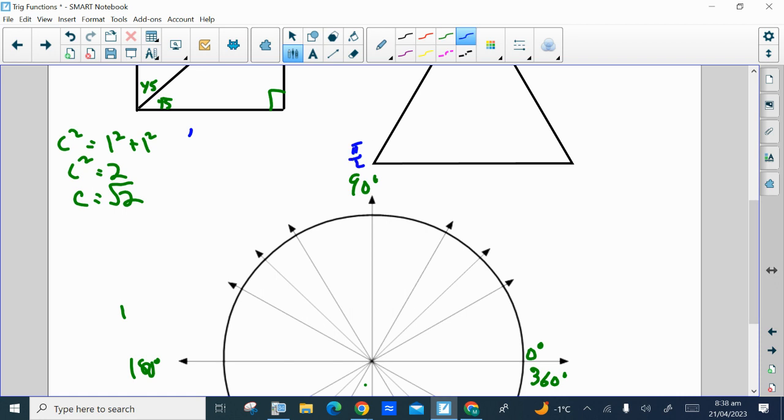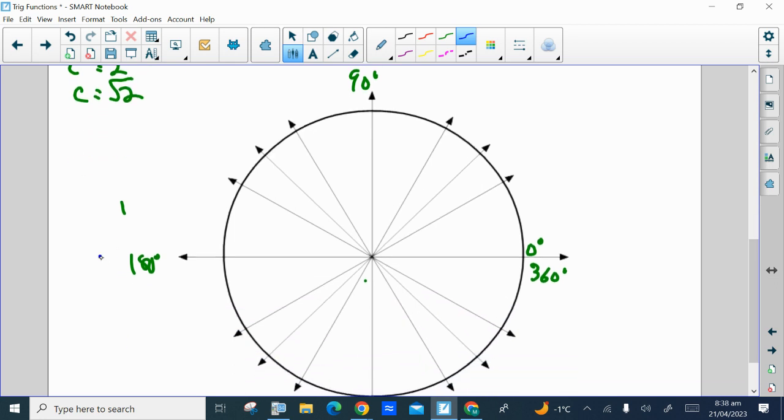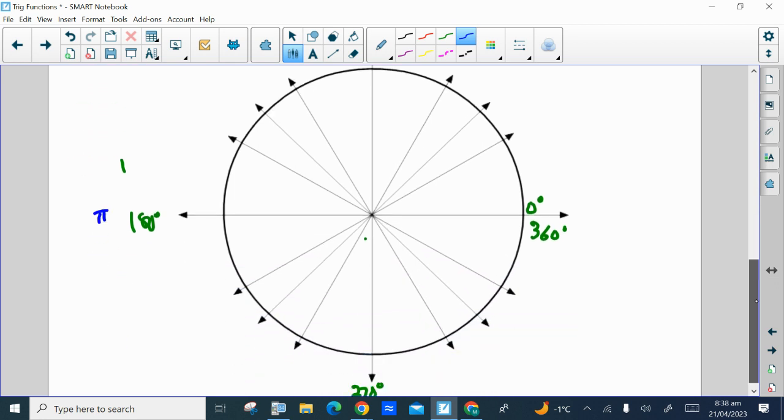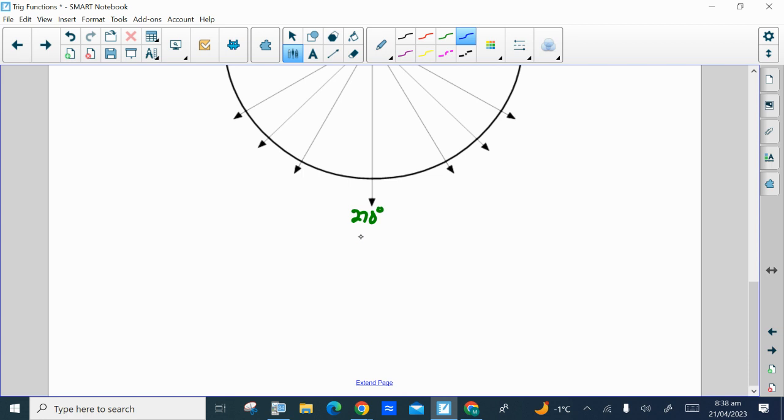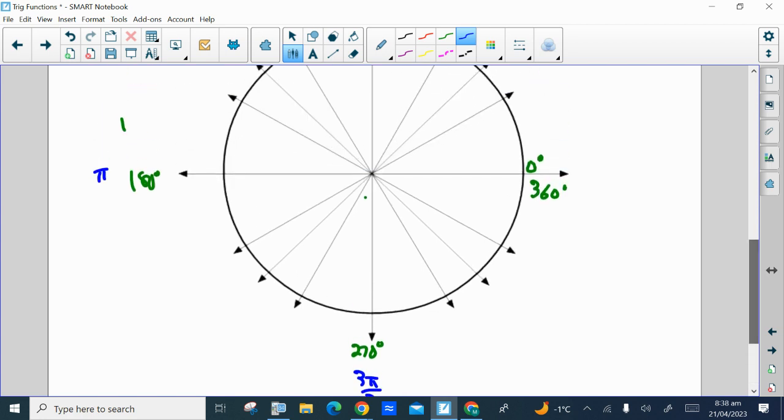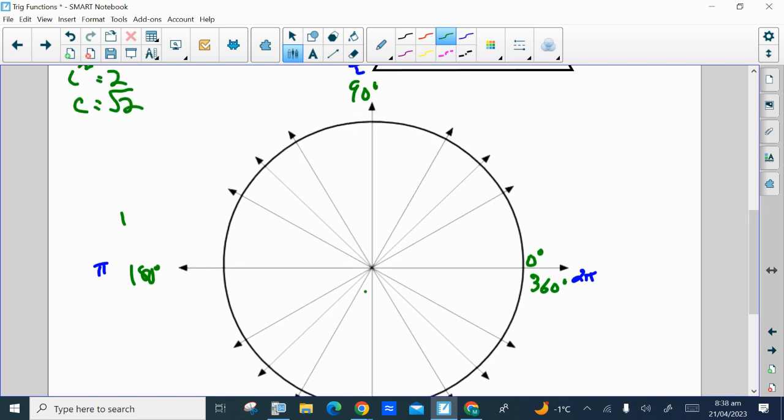90 degrees is pi on 2 radians. So every 90 degrees is another pi on 2. So the next one will be pi, which is 2 pi on 2, 3 pi on 2, and 4 pi on 2, which is 2 pi. And then 45 degrees, which is the angle that we just found, is there.